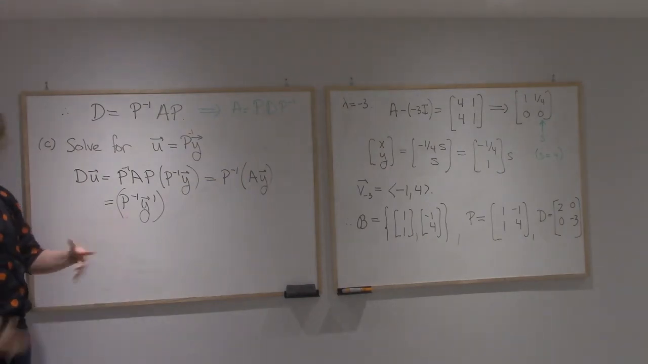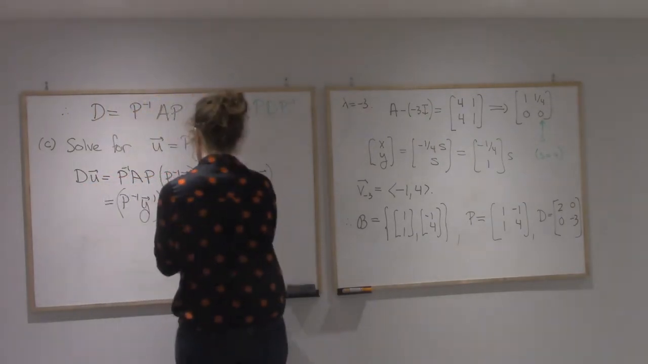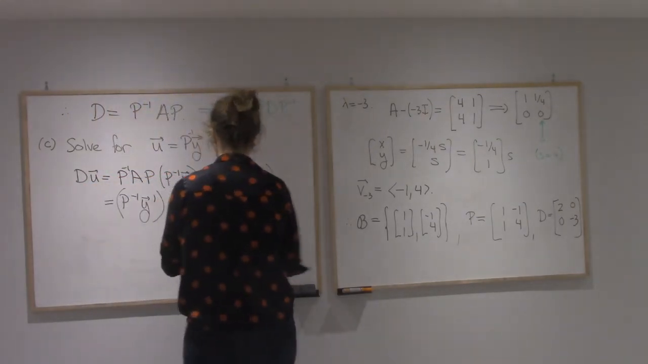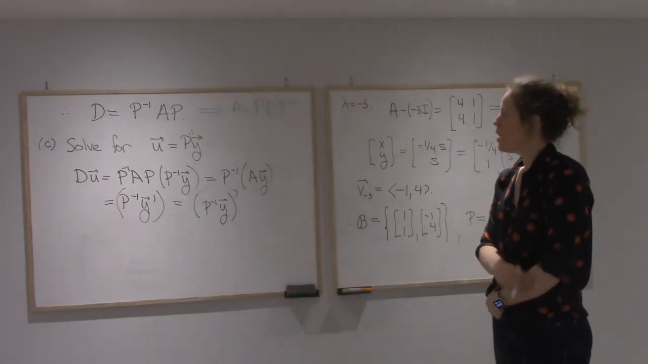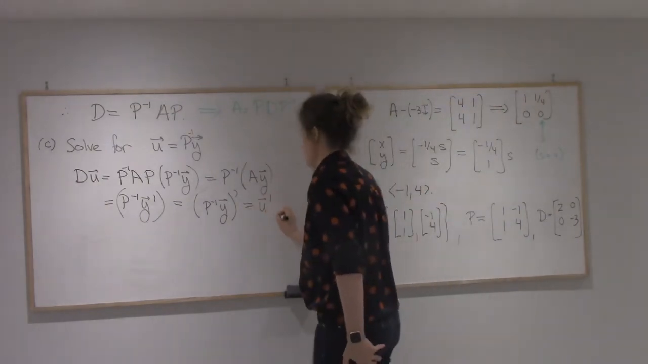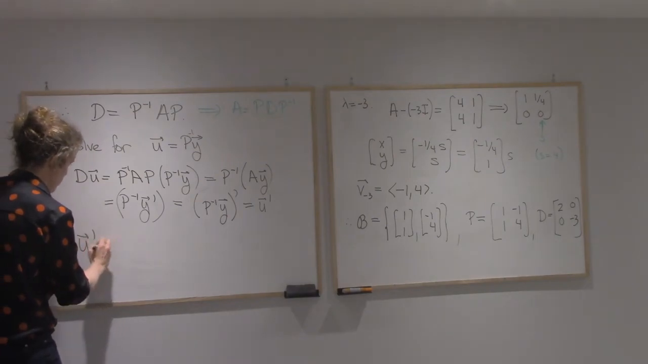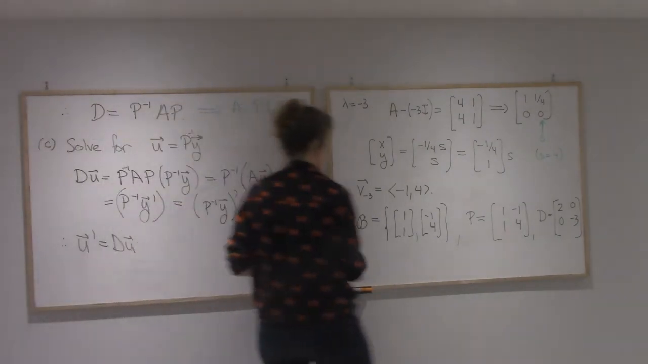P is just a bunch of constants, so it doesn't do anything to the derivative, so I can pull it in or pull it out. And so I'll get P inverse y prime. So I get u prime. So that means u prime equals du. So let me solve this.